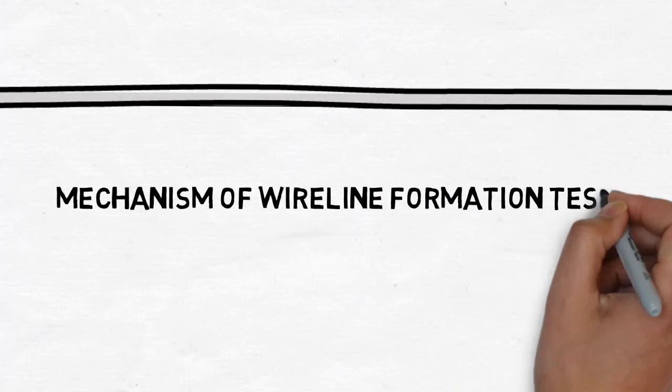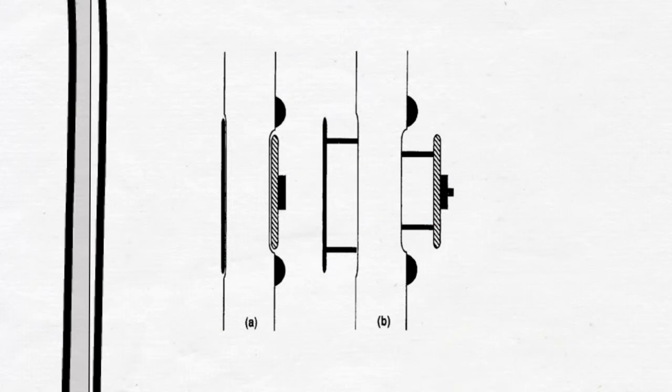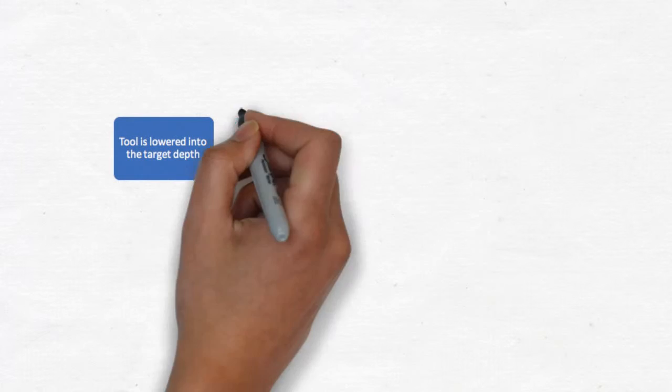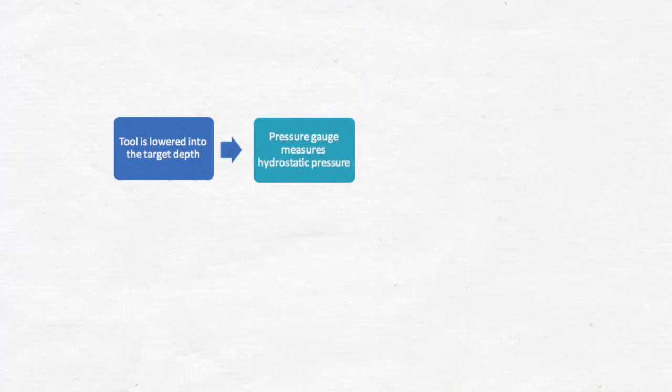This is done by using a Wireline Formation Tester. As you can see in the picture, Picture A is the tester in its retracted configuration, while Picture B shows the tool when it is set. First, the tool is lowered into the target depth. As it is lowered, the pressure gauge inside the tool measures the hydrostatic pressure of mud column.